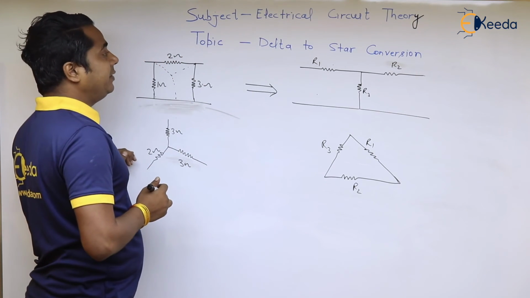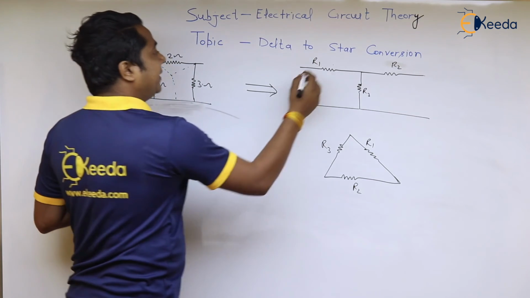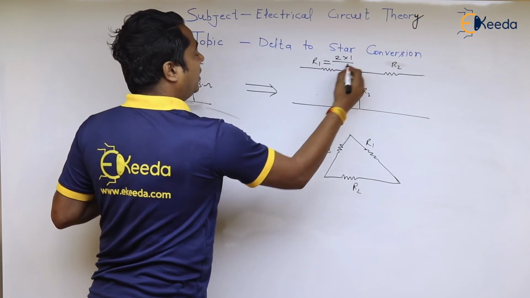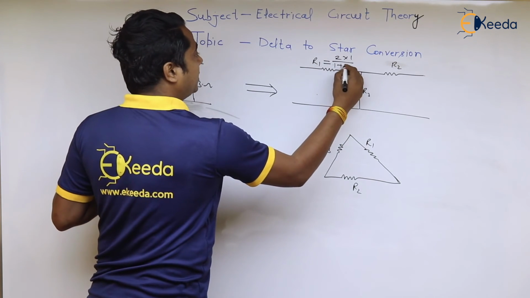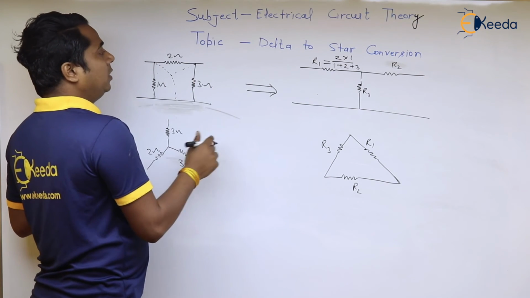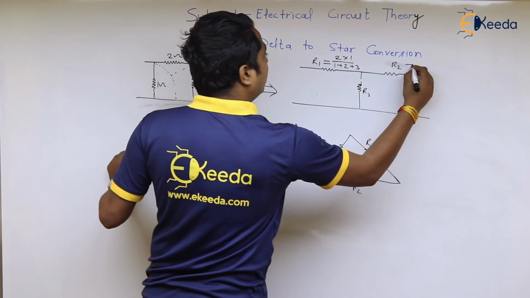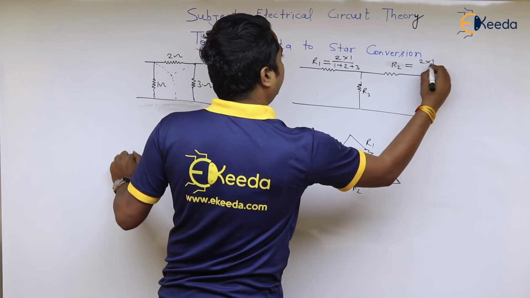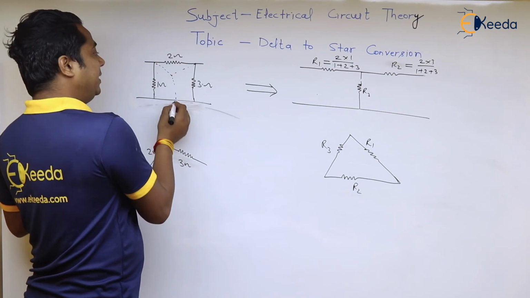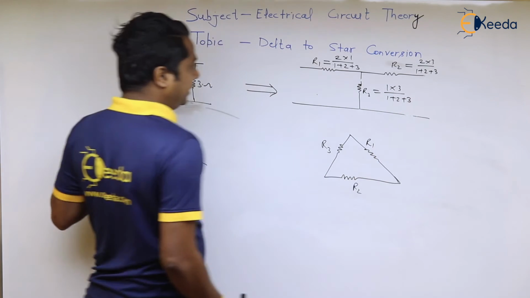The value of R1 will be what? We know the formula. While converting delta to star, the value of R1 will be equal to, multiply these two, 2 into 1 upon, add all these three, 1 plus 2 plus 3. In the same way, what will be the value of R2? Multiply these two, then divide by all the three, R2 will be equal to 2 into 3 upon 1 plus 2 plus 3, and the value of R3 will be equal to 1 into 3 upon 1 plus 2 plus 3.